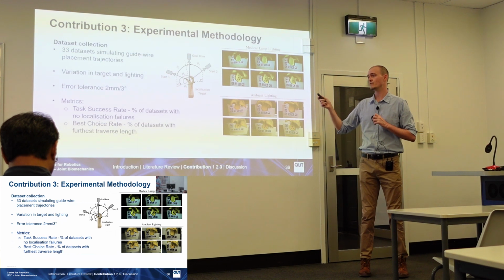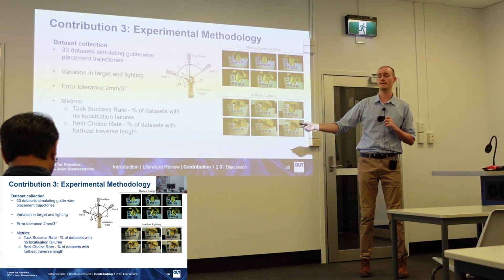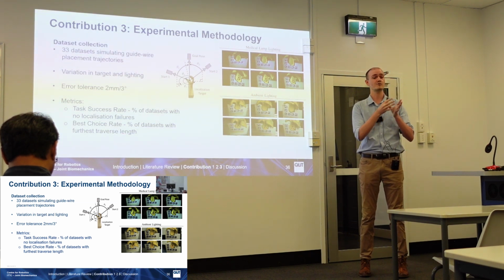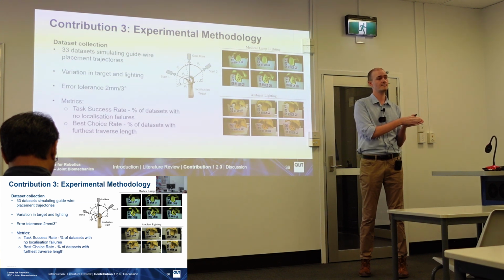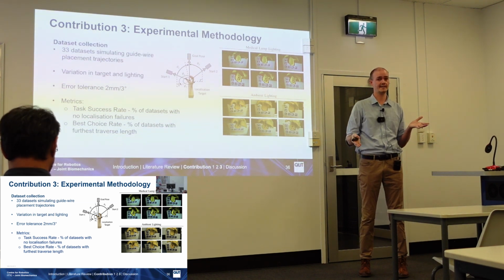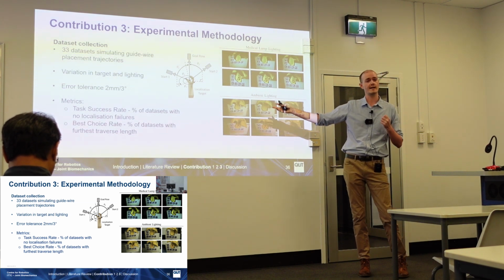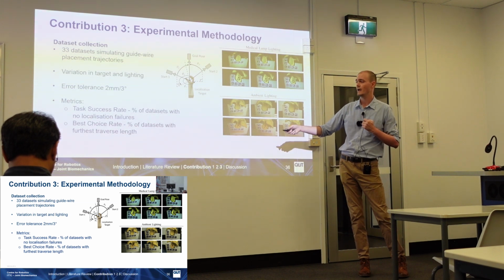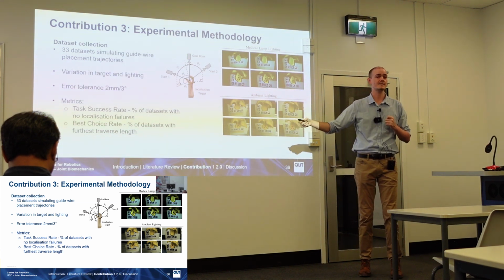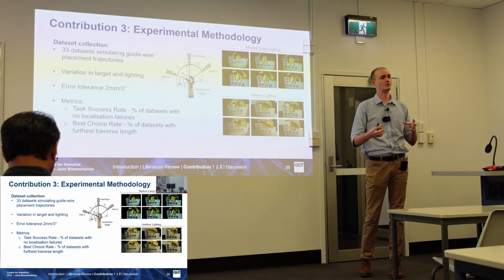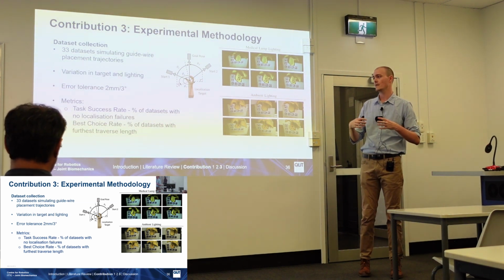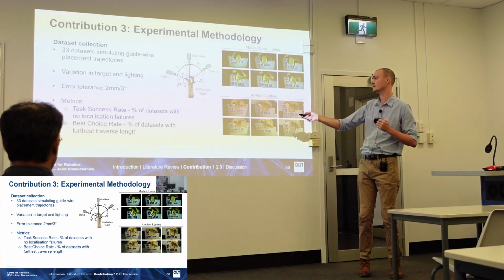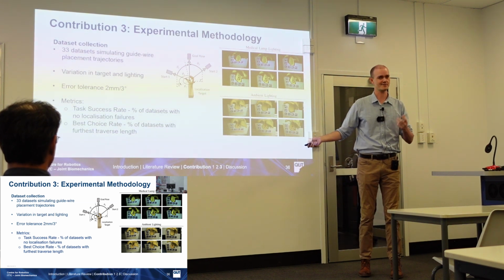In our evaluations, we use a task success rate metric and a best choice metric, where our task success rate is the number of datasets, so the number of trajectories that a localization system is able to traverse entirely through without failing. So this is how often that localization system would have let the robot place the guide wire within our error tolerance. And then our best choice metric, which is the percentage of datasets for which an individual localization system is the best option. It allows the furthest traverse before failing. So this allows us to measure the best option, even if it didn't necessarily result in task success.